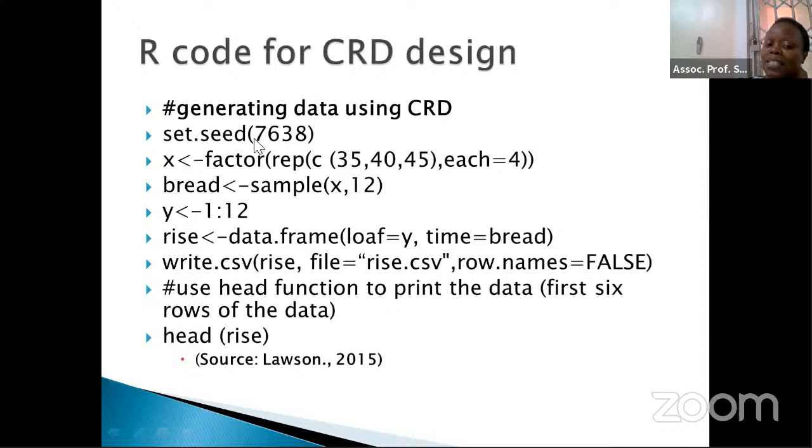Okay, I go back. Somebody said I should explain the seed. The seed is just a command telling R to generate a data set called CRD, starting with this random number. We can put 10, we can put 20. That is if you don't put set seed and you start from X, then every time you run this command, you're going to have a different randomization of these treatments to the loaves of bread. That's why we need seed, so that we have a constant randomization.